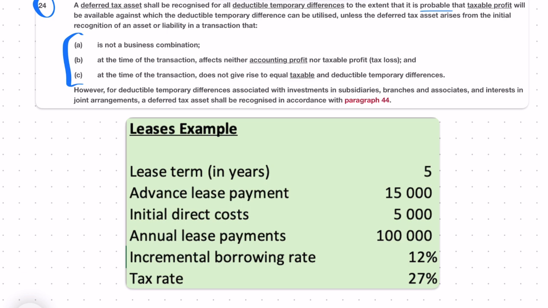Okay, so in this question, we have a lease term that is 5 years, and the entity was required to make an advance lease payment of 15,000, and they incurred initial direct costs on the lease of 5,000, and the annual lease payment is 100,000, and this is going to be paid in arrears, so at the end of the year. They have an incremental borrowing rate of 12%, and the tax rate that we're using in this question is 27%.